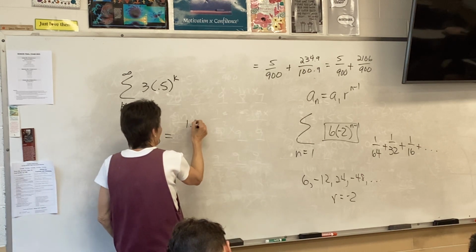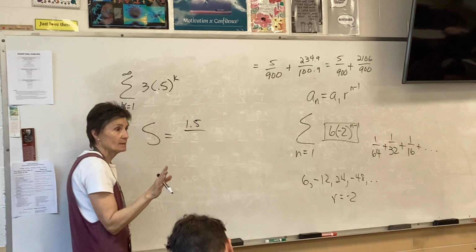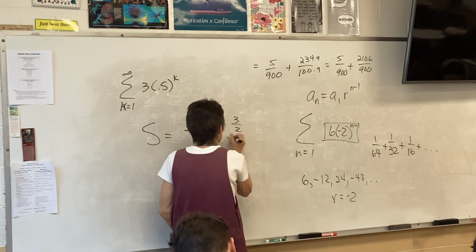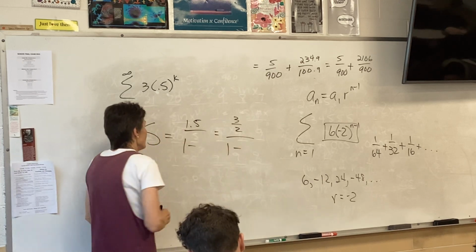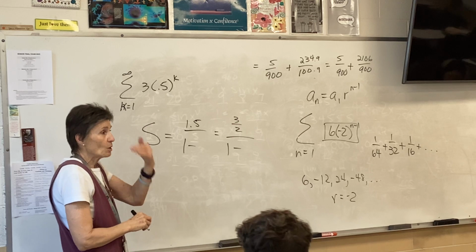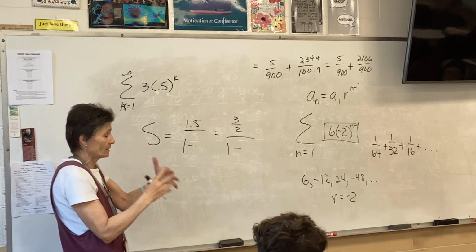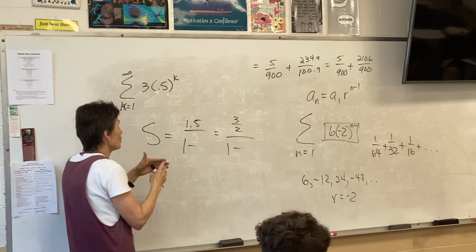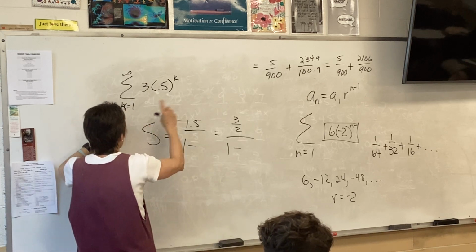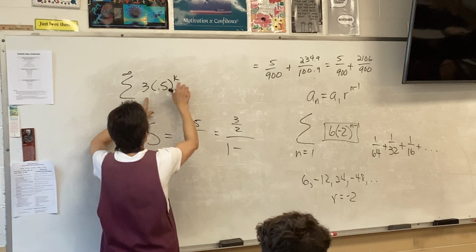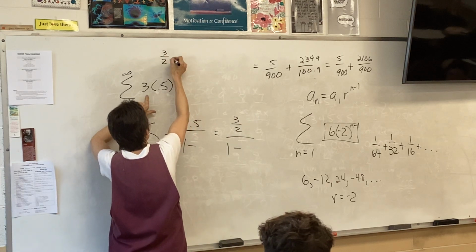3 halves or 1.5, however you want to write it. It does not matter one bit, whatever's easiest for you. Then I need my common ratio. Now, again, those of you that are really tuning in know what the ratio is right now. If you don't know what the ratio is, then you have to work on a few terms to figure it out. If you put in 1, we already said we get 3 halves.